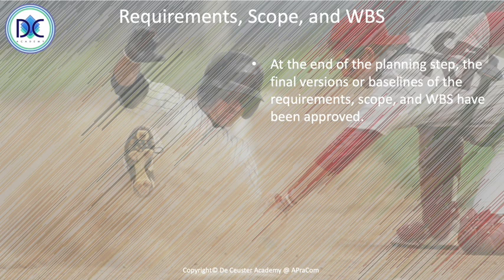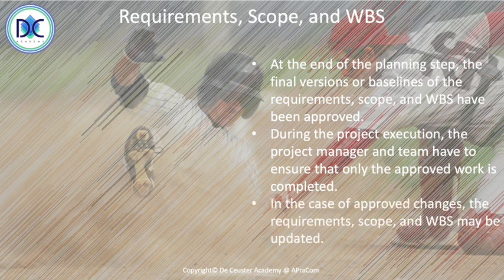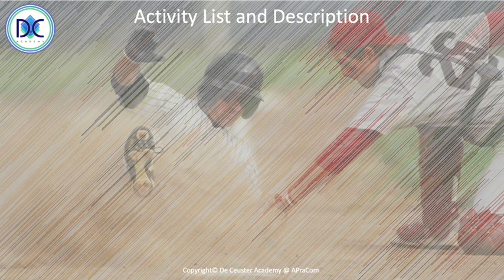Once we complete the planning, we have the final version of all the baselines. We understand all the requirements, the scope, and the WBS, which have been approved by the project team and the stakeholders. During the project execution, the project manager and the team must ensure that only the approved work is completed. In the case of approved changes, the requirements, scope, and the WBS may be updated.